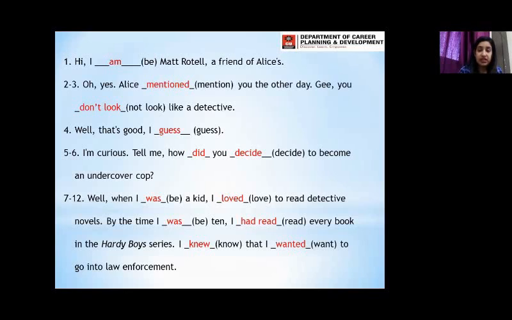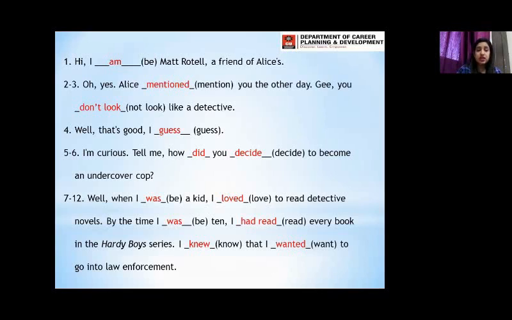Now, the first sentence says, "Hi, I am Matt Rotel, a friend of Alice's." Why have we used "am" in the present tense? Because it is a conversation that is happening between two people, so it is in the present tense: two people have just met and they are starting the conversation.